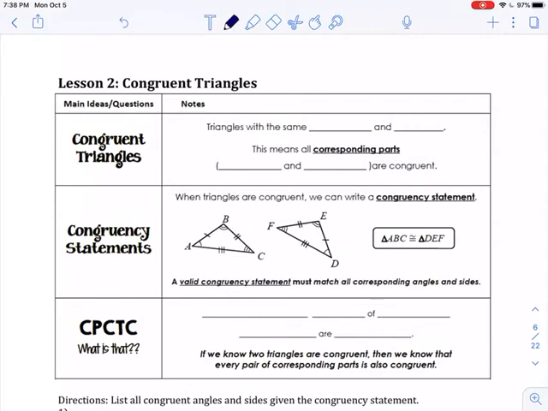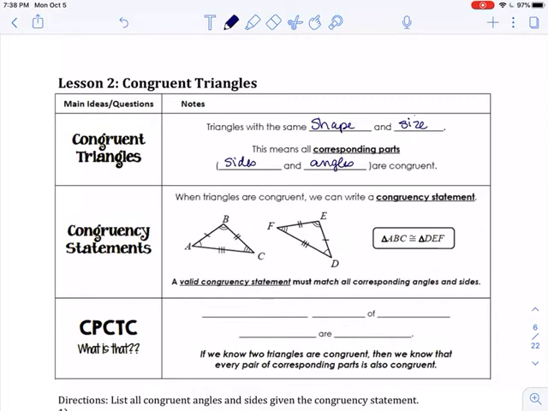The whole rest of this unit is on congruent triangles. Congruent triangles are triangles with the same shape and the same size. I could literally cut them out and put one on top of the other and they exactly match. This means all their corresponding parts, their corresponding sides and their corresponding angles, have to be congruent to each other. So let's look at a congruency statement.